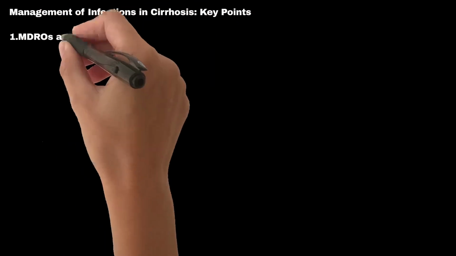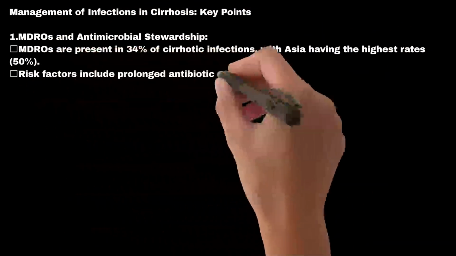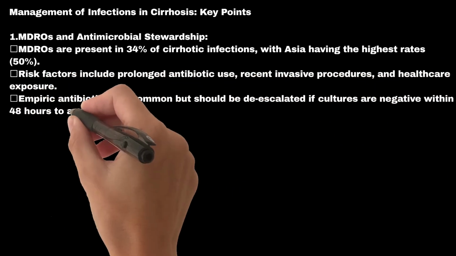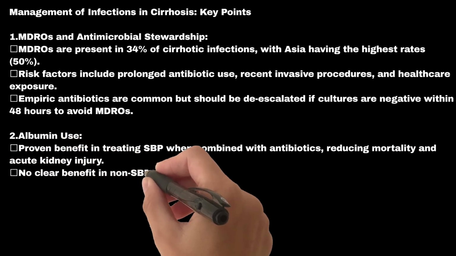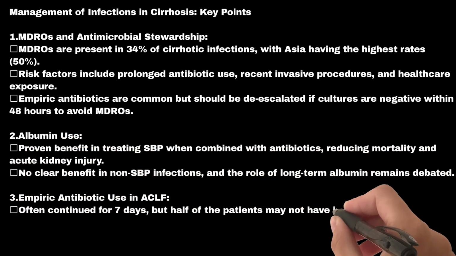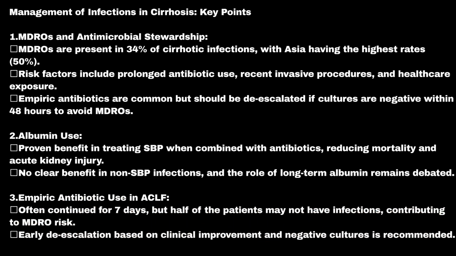Management of infections in cirrhosis. 1. MDROs and antimicrobial stewardship. MDROs are present in 34% of cirrhotic infections, with Asia having the highest rates, 50%. Risk factors include prolonged antibiotic use, recent invasive procedures, and healthcare exposure. Empiric antibiotics are common but should be de-escalated if cultures are negative within 48 hours to avoid MDROs.